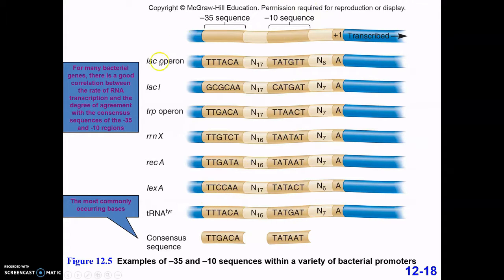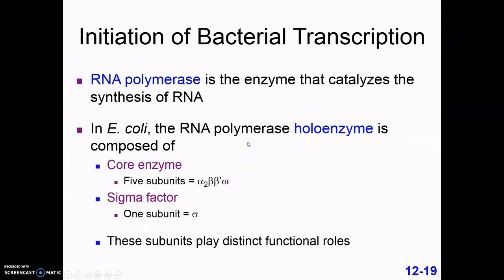All right, so we now understand what a promoter is. Now let's take a look at RNA polymerase and how they work together to initiate transcription. So RNA polymerase is the enzyme that catalyzes the synthesis of RNA. And just like DNA polymerase, it is a holoenzyme that is composed of several subunits. We can break these subunits into two key parts.